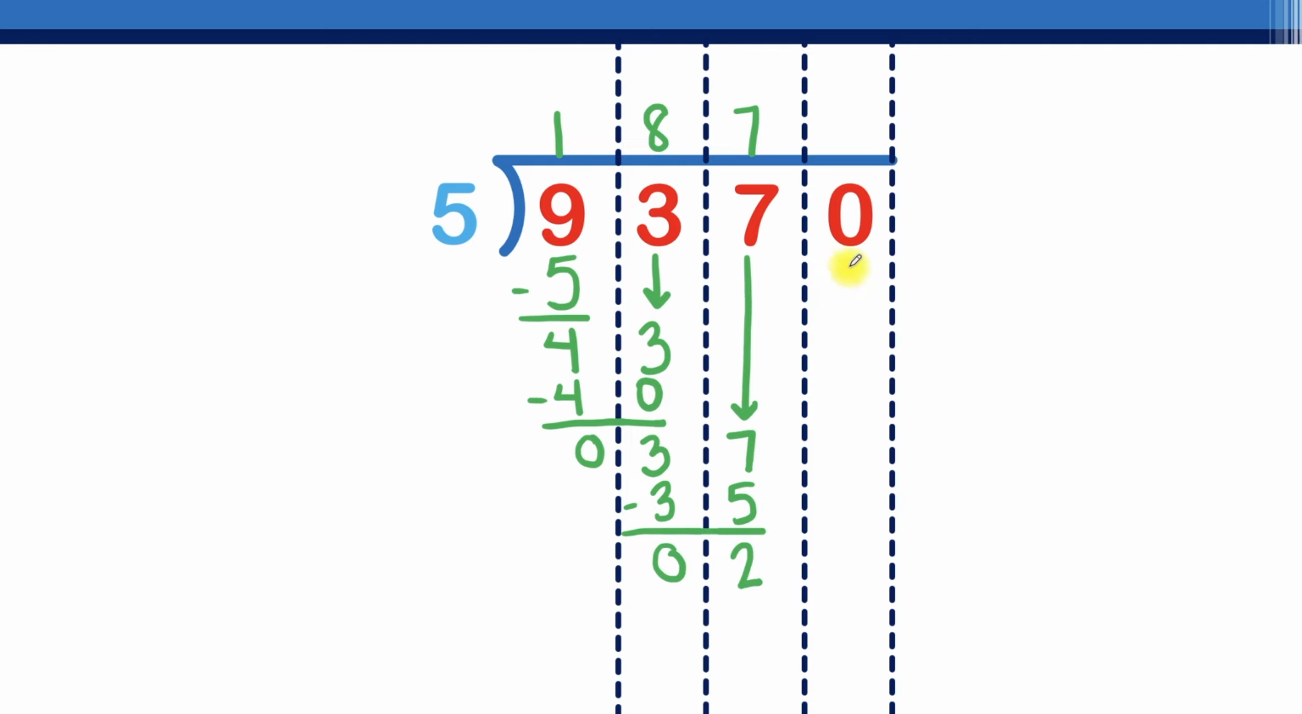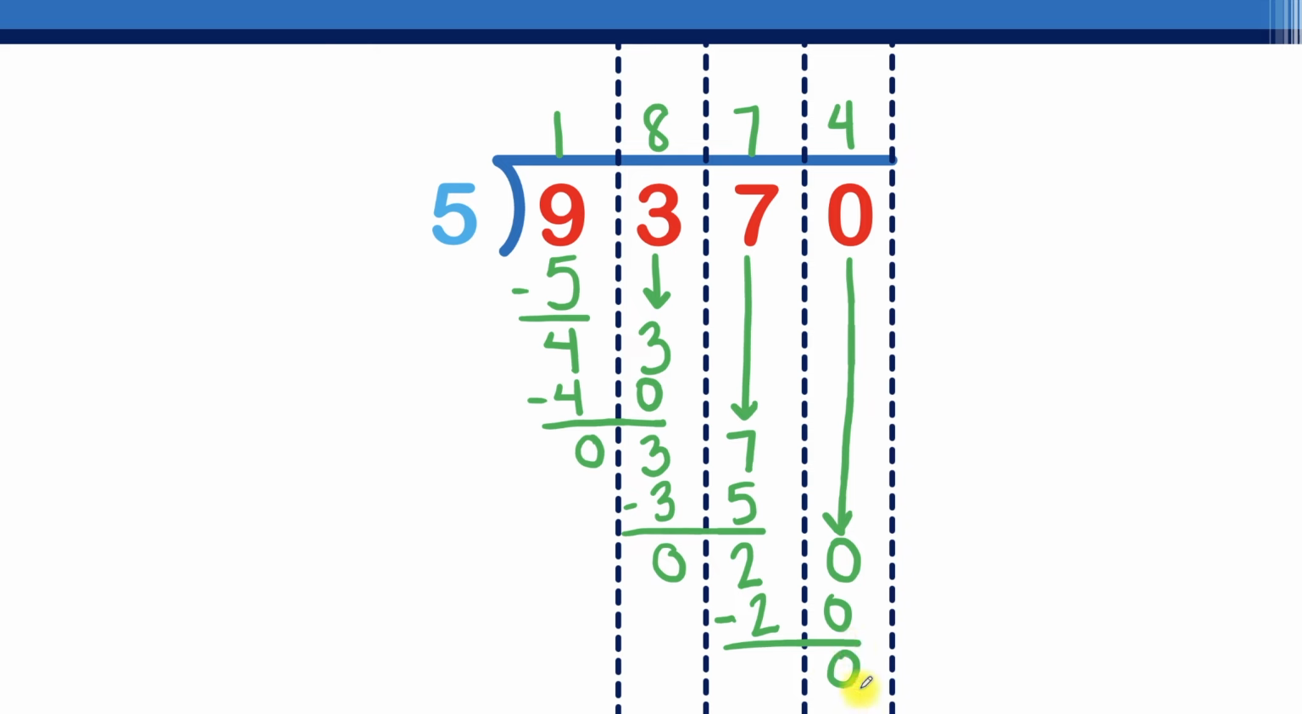And next, we'll bring down the number in the next column. And then again, repeat the process. How many times can 5 go into 20? Well, that's 4. So we'll put a 4 on top of the 0 because 4 times 5 is 20. I'll write that here, subtract it, and that gives us 0.